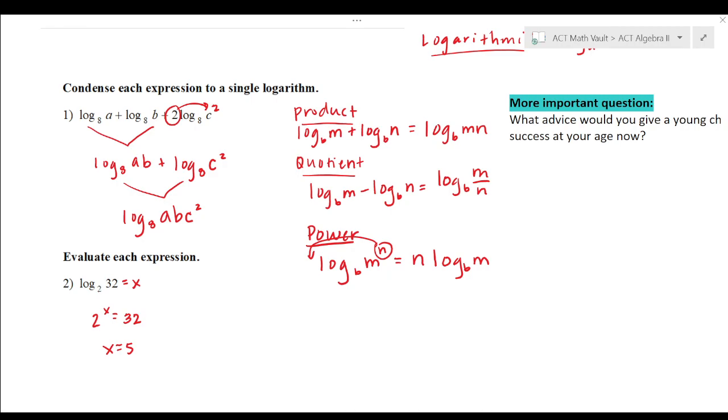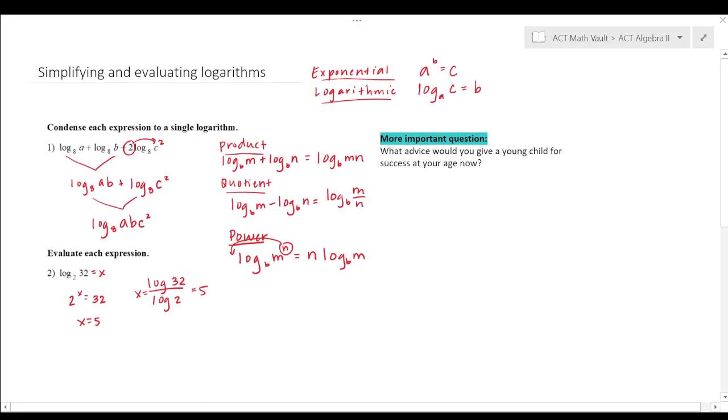Let's say the 5 was like a 5.12876. We didn't have a nice happy number. Another way we could do that is using a change of base formula, which is basically doing the log of this number over log of that number and put it in the calculator, and then you'd get an answer. Okay, but that there would also be equal to 5. In this case, it's a nice happy whole number.